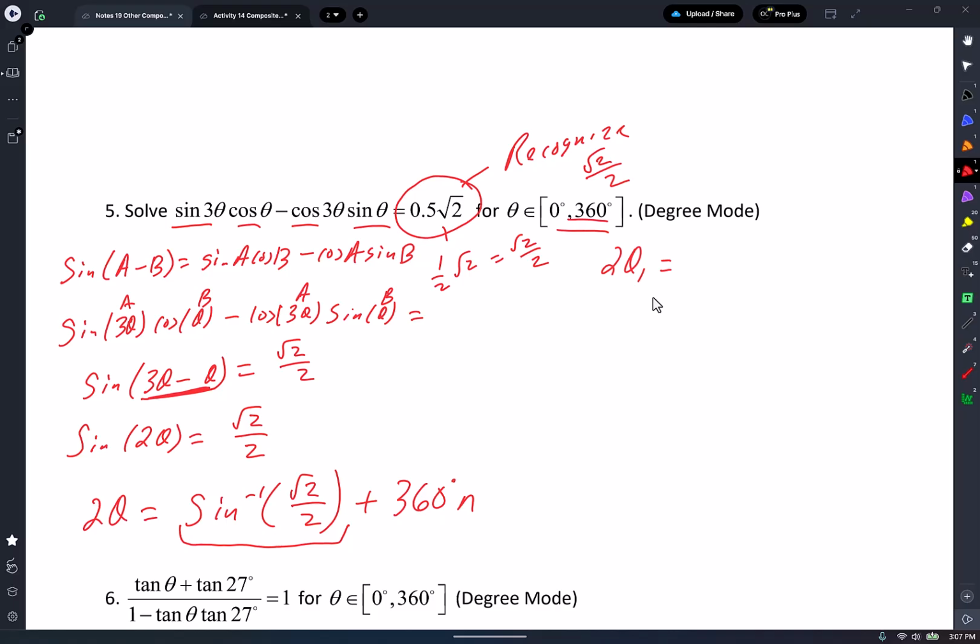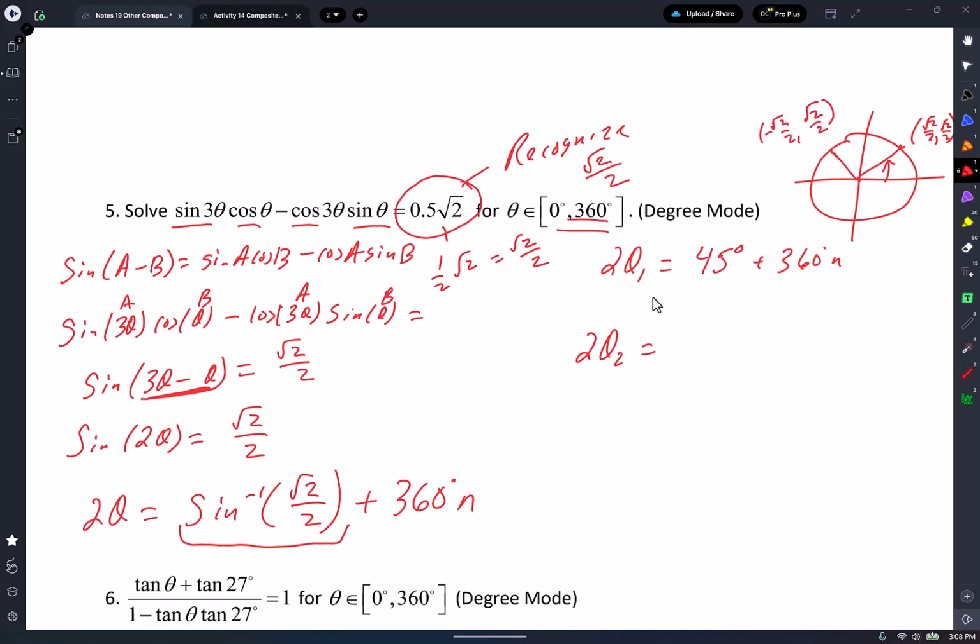2 theta 1 equals, sine is square root of 2 over 2 the first time, right there. What angle is that in degrees? 45. That's what you said, right? Put plus 360n. And then 2 theta 2. There's another one, right there. Negative square root of 2 over 2, comma square root of 2 over 2. What angle is this one in blue? 135. Are we okay?